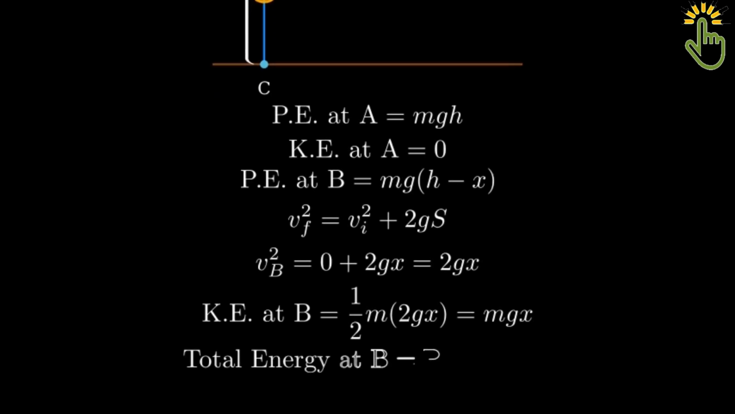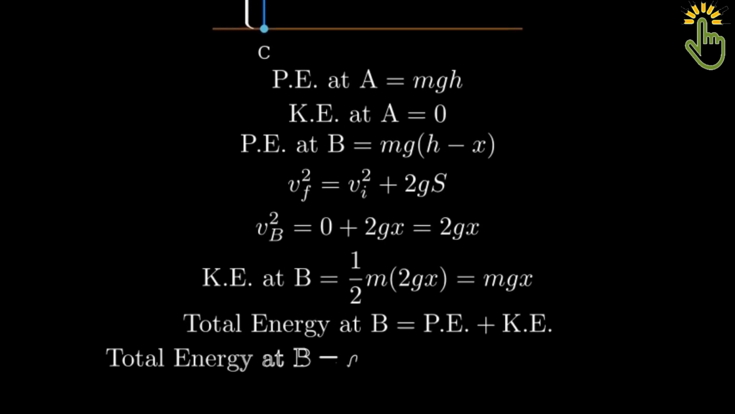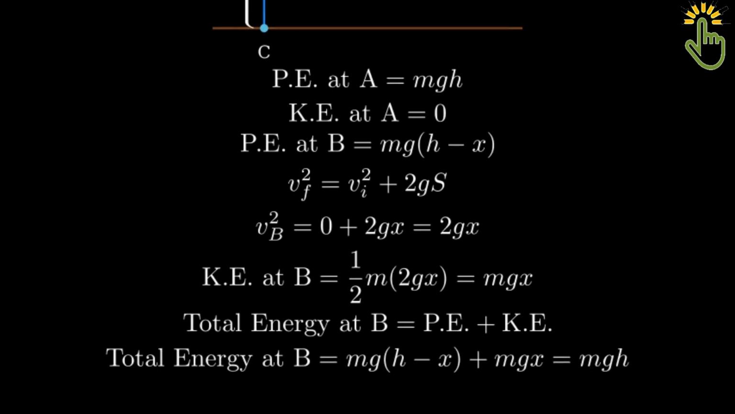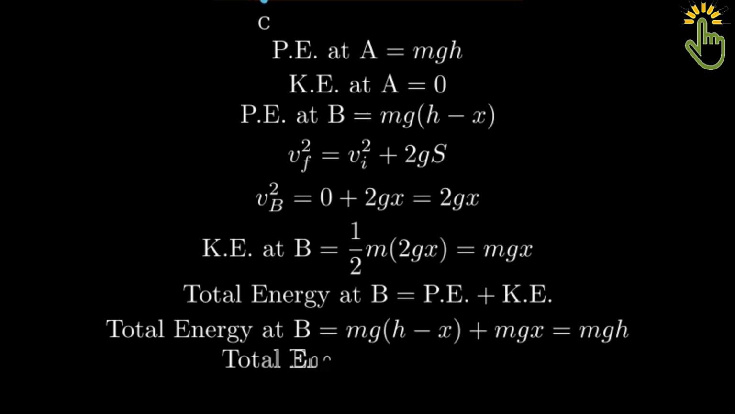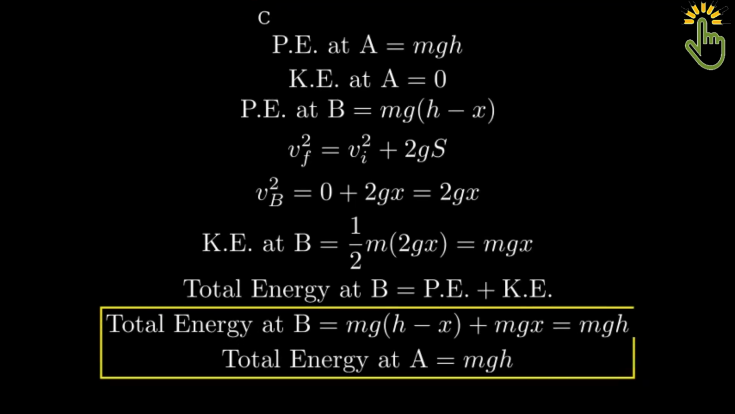Now, let's look at the total energy at point B. The total energy is the sum of potential energy and kinetic energy. Substituting the values we just calculated, we get mg times (h minus x) plus mgx, which simplifies to mgh. This is exactly the same as the total energy at point A, which was mgh. This demonstrates the conservation of mechanical energy. As the body falls, potential energy is converted into kinetic energy, but the total energy remains constant.